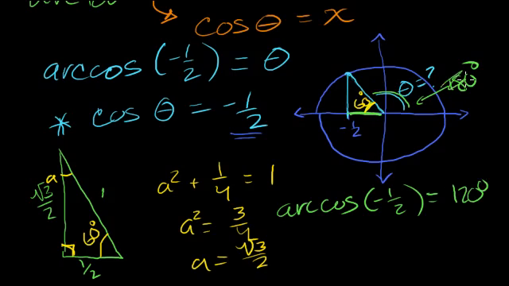Did I write 180 there? No, it's 180 minus the 60. This whole thing is 180, so this right here is 120 degrees, right? 120 plus 60 is 180.